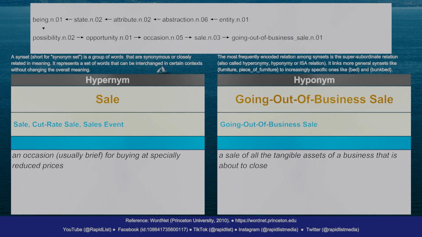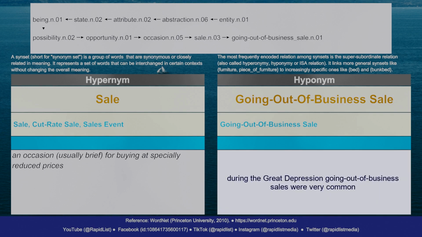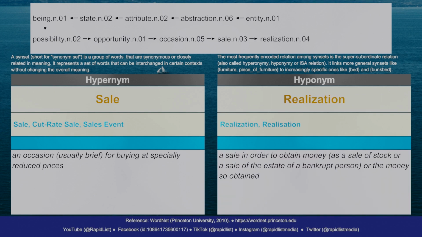Going out of business sale. A sale of all the tangible assets of a business that is about to close. During the Great Depression, going out of business sales were very common. Realization. A sale in order to obtain money, as a sale of stock or a sale of the estate of a bankrupt person, or the money so obtained.